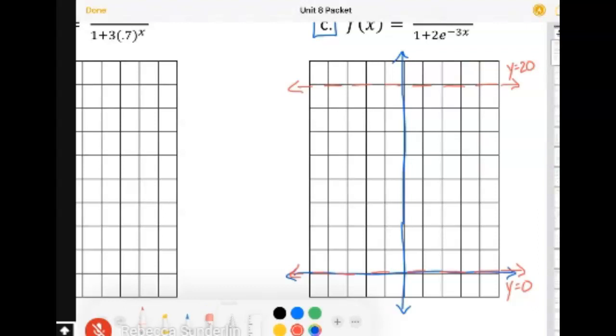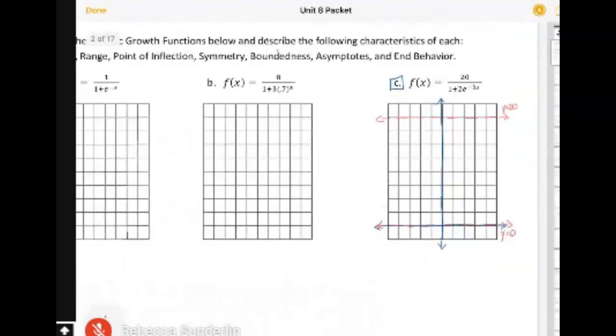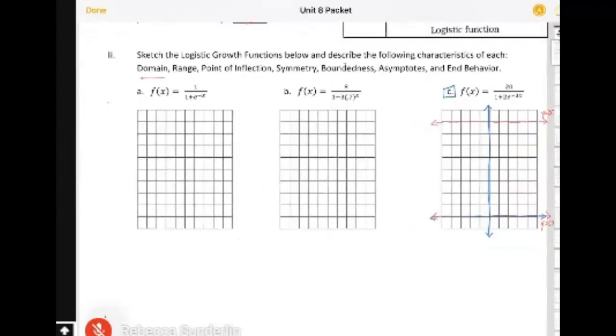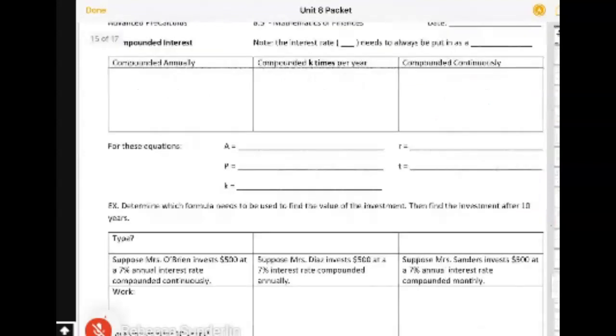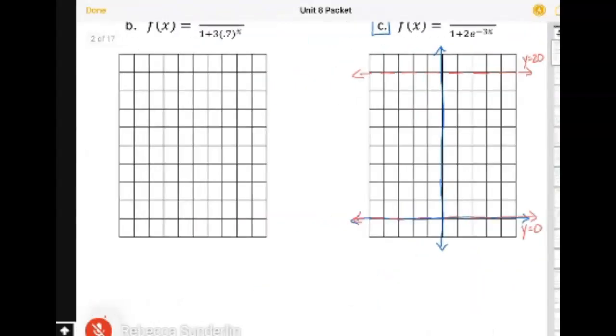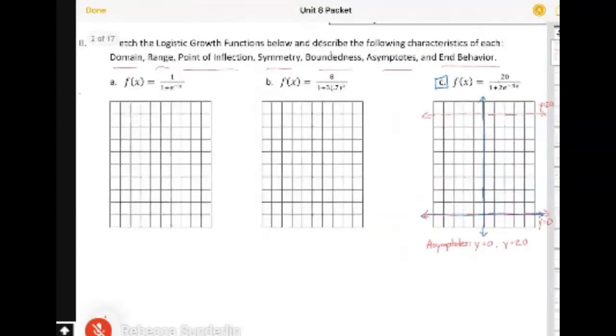So like I was asking, what do the asymptotes tell us about the graph? One of the things it wanted us to list: domain, range, point of inflection, symmetry, boundedness, asymptotes. Well, it does say asymptotes. So I guess we could just immediately write asymptotes: y equals 0, y equals 20. But that's not what I was thinking of. What else do the asymptotes tell us?